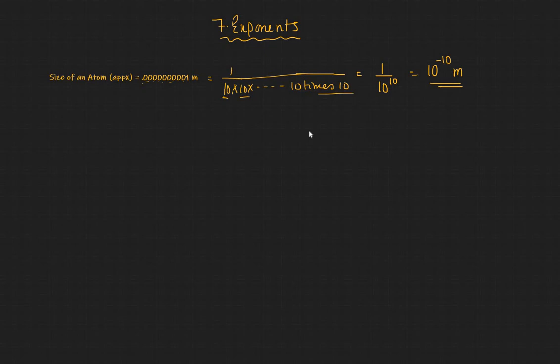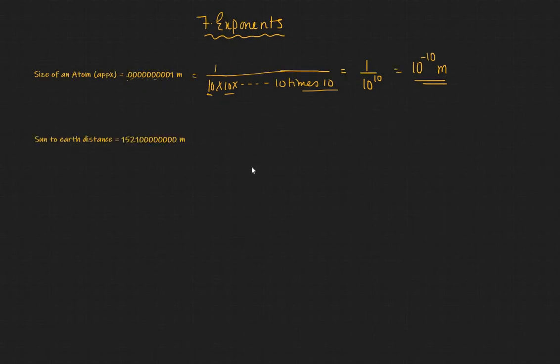So let's take another example. The distance of Earth to Sun. Now the distance of Sun to Earth is 152.1 million kilometers, right? Now if you want to write that in meters, it's 1521 followed by 1, 2, 3, 4, 5, 6, 7, 8 zeros, right? So it's very difficult to communicate this.